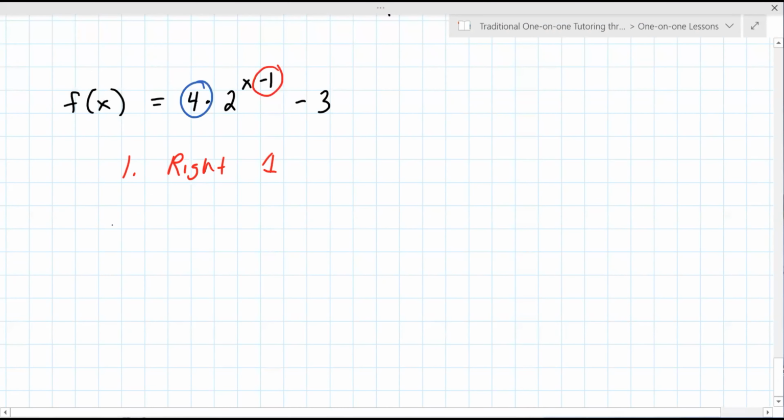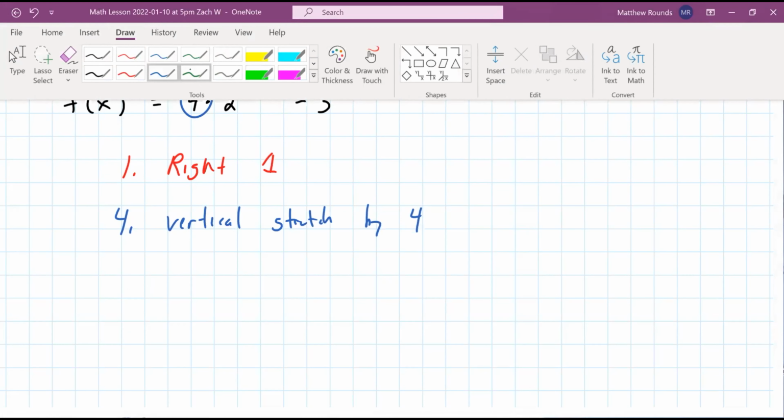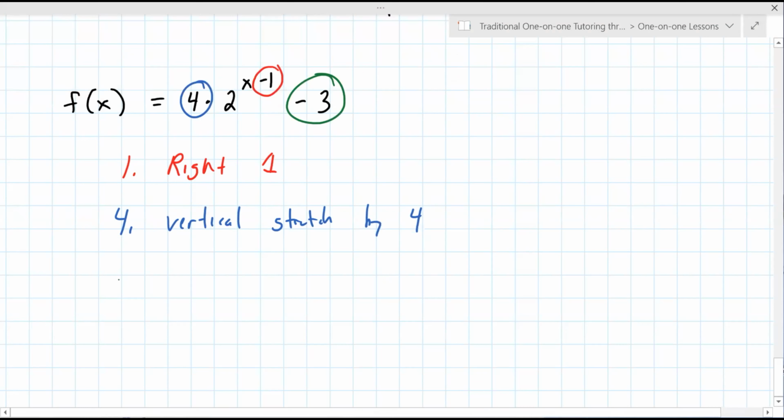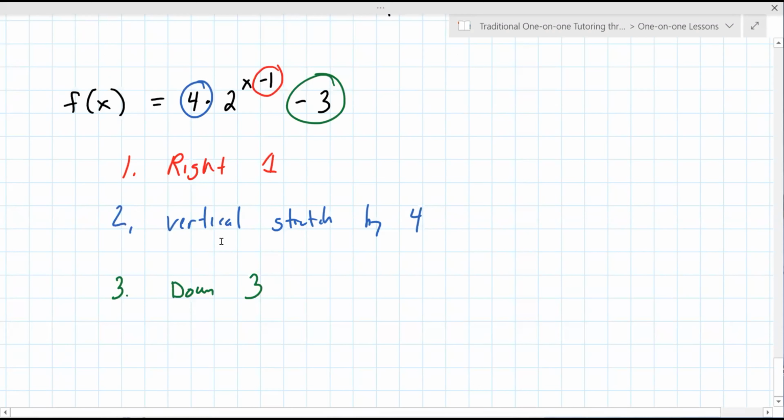Now this 4 is next. It's out in front, therefore it is multiplying, a vertical stretch by 4. And then the last one for this particular problem is moving vertically, going down -3. Down 3. So you have to be careful here. If you say down -3, that actually means up. Yeah, I just noticed that. You have to watch the language here. So then you will move it down 3.